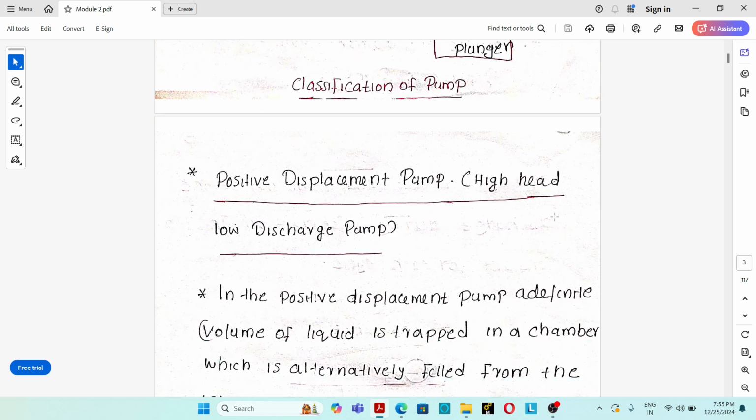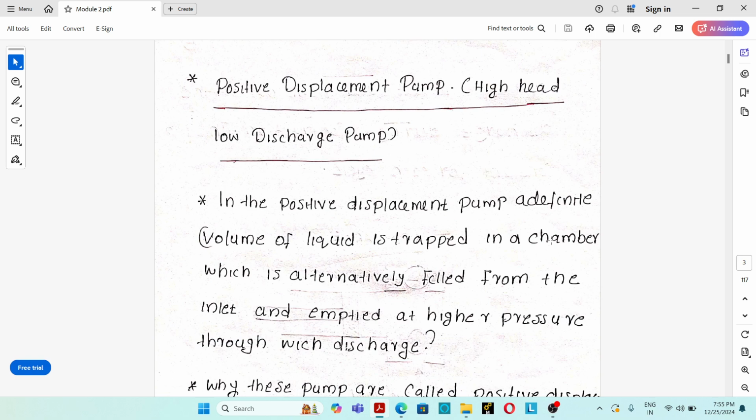So first of all, we are going to discuss what you mean by positive displacement pump. Positive displacement pump is also known as hydrostatic pump. So what is the importance of positive displacement pump in a hydraulic system? In hydraulic systems, the commonly used pump is the positive displacement pump. Positive displacement pumps are high head, low discharge pumps. Generally, pumps are classified into positive displacement pump and non-positive displacement pump. Positive displacement pumps are high head, low discharge pumps and non-positive displacement pumps are low head, high discharge pumps.